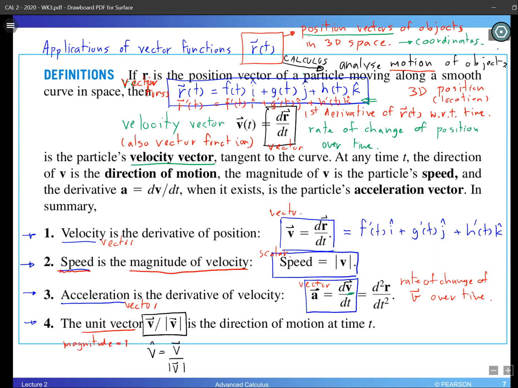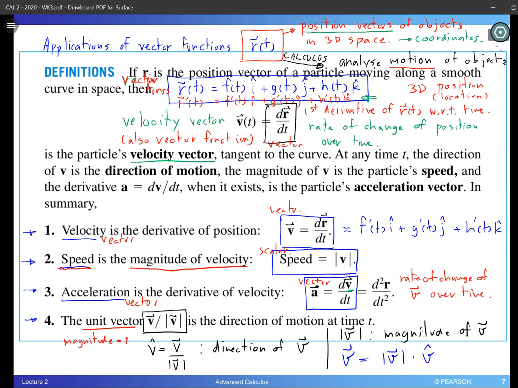And this v hat, sometimes it can be described as the direction of vector v. Okay, while this absolute value of v can be described as the magnitude of v. And as you know, any vector out there can be expressed as the product between its magnitude and its direction. So you can express this vector v as the product between its magnitude, which is the absolute value of v, times its direction, which is the v hat.